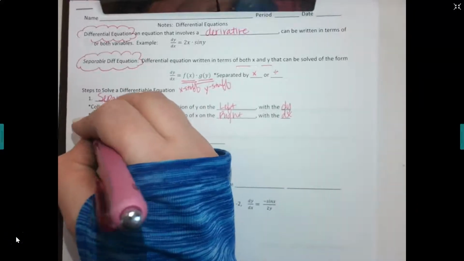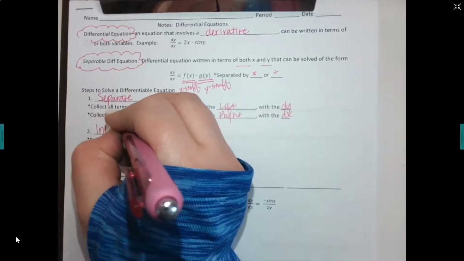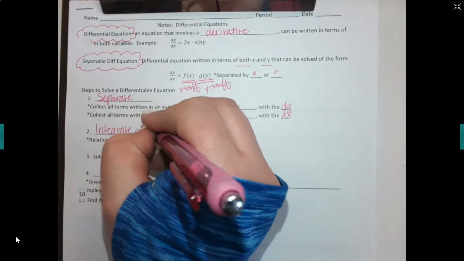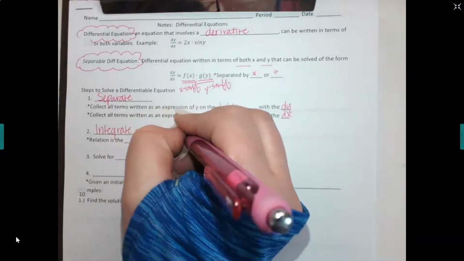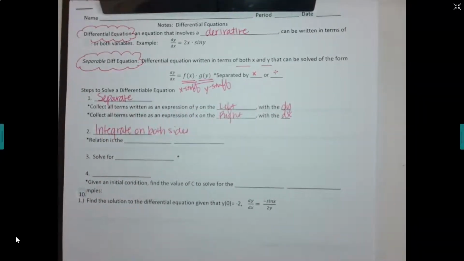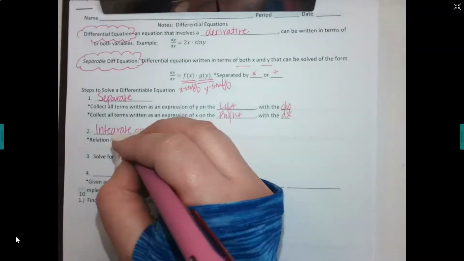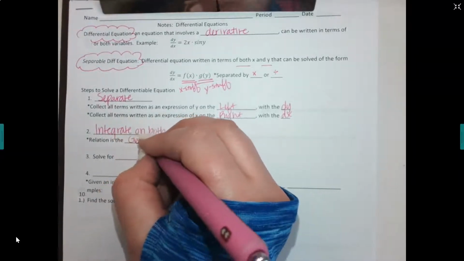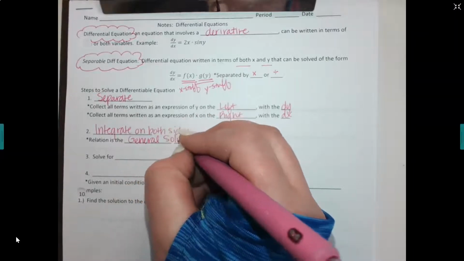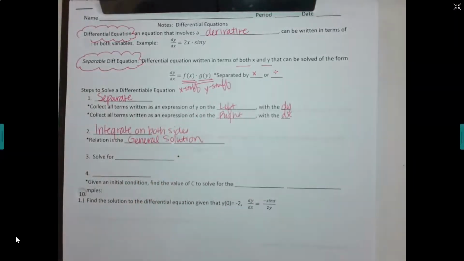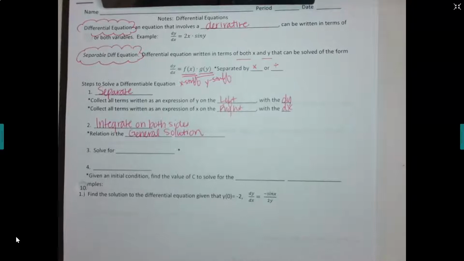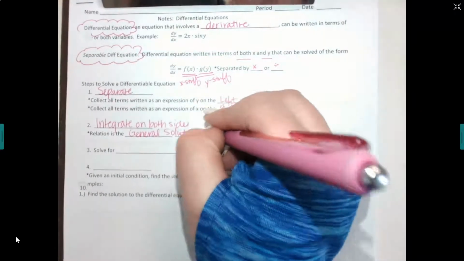to integrate, and you are going to integrate on both sides. Okay, the relation that you get when you integrate is going to be the general solution. Okay, the general solution. Then after you integrate and get the general solution, remember that it always has a plus c in it. Okay, then you are going to solve for y equals.